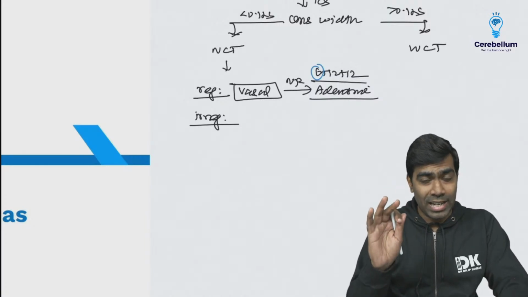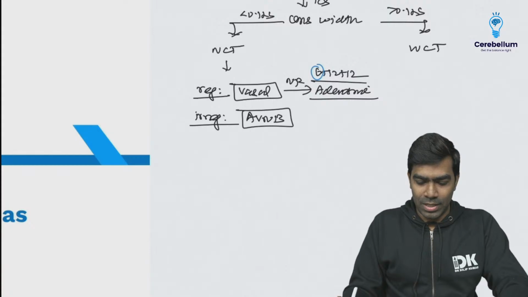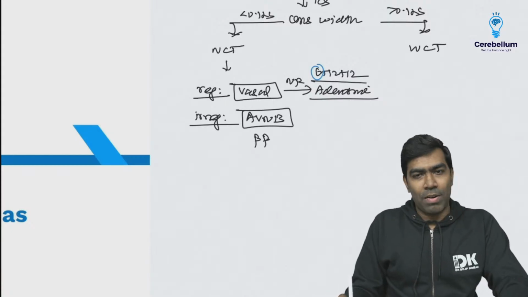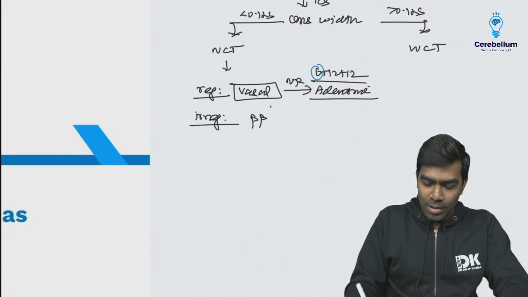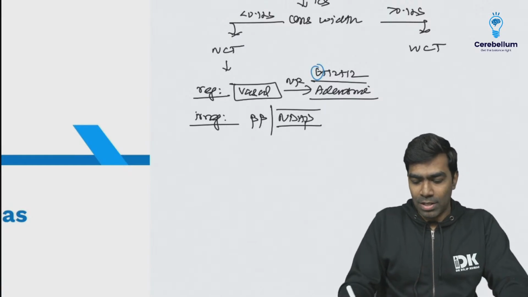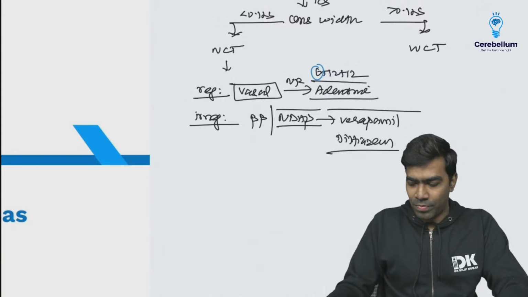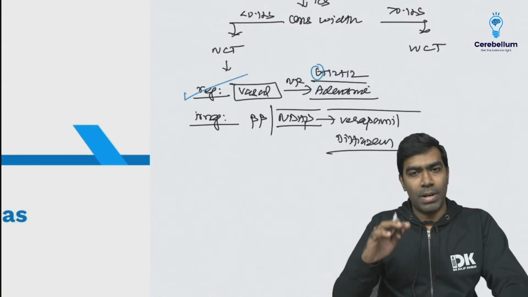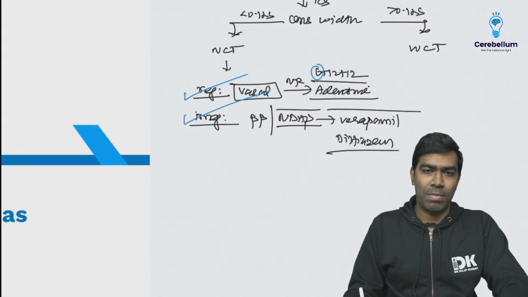In case of irregular narrow complex tachycardia, try AV nodal blockers. So what AV nodal blockers can you try apart from adenosine? You can try beta blockers, or non-dihydropyridine calcium channel blockers like verapamil or diltiazem. NDHPs means non-dihydropyridine calcium channel blockers like verapamil or diltiazem. Clear? So regular: vagal maneuvers followed by adenosine. Irregular: you try beta blockers or non-dihydropyridine calcium channel blockers like verapamil or diltiazem.